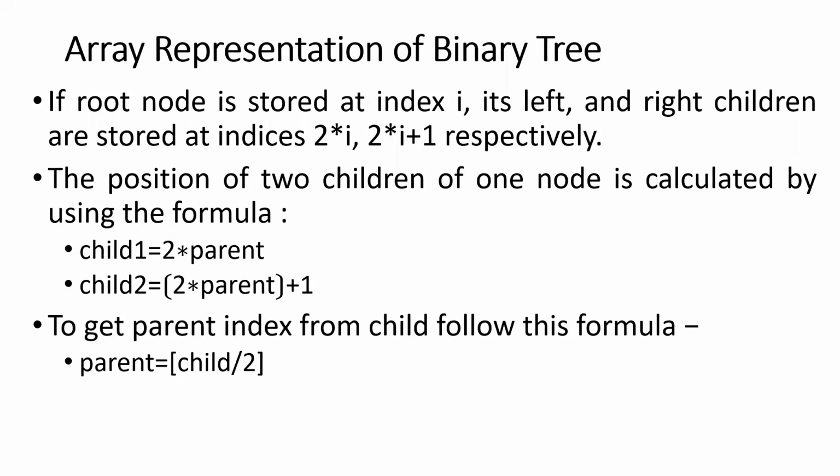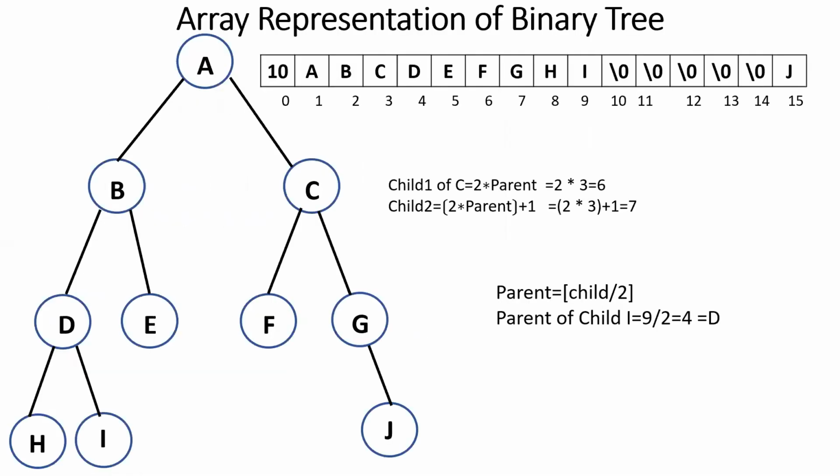Left child will be stored at 2 into I position, that is the index number. I'll explain this after going back to that. After seeing the representation, if we come back, we'll understand. I'm just giving you a brief introduction. So if the parent node or the root node is at index I, then its left child will be at index number 2 into I, and its right child will be at index number 2 into I plus 1. So I will explain this after seeing this.